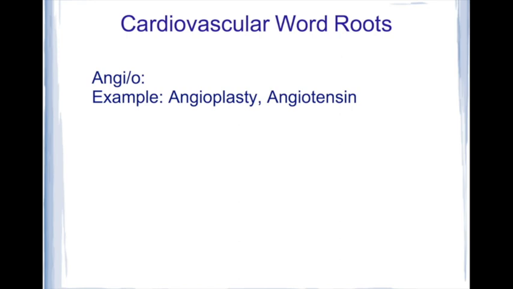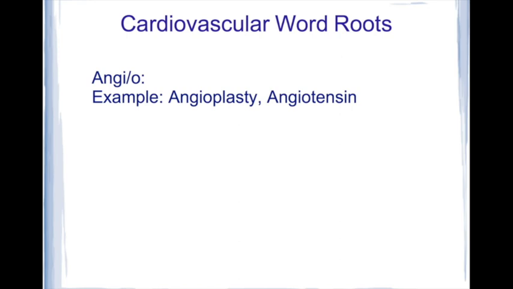So how these are labeled is we have the word root, and it has a slash and then an O or an I or an A or an E at the end. That slash and O is just where that term would connect to a suffix to make another, different word. Okay, again, we're starting with our cardiovascular word roots, and we're starting with angio.